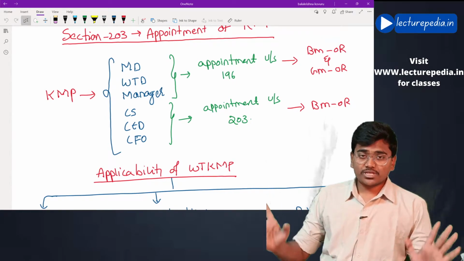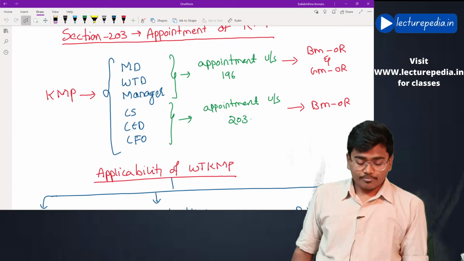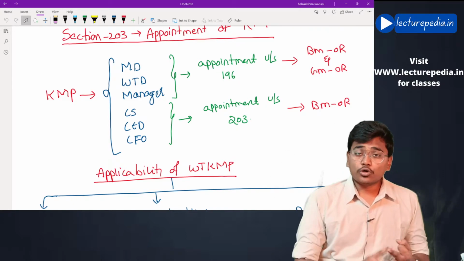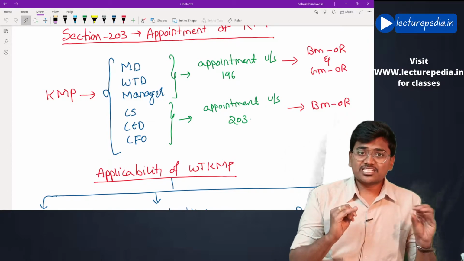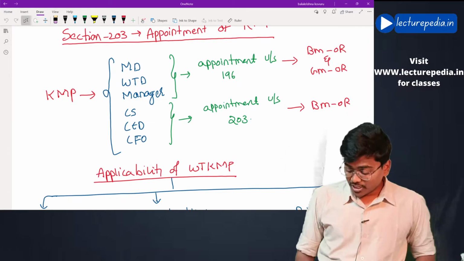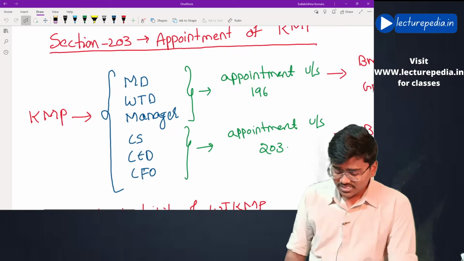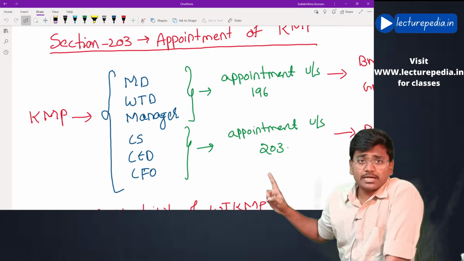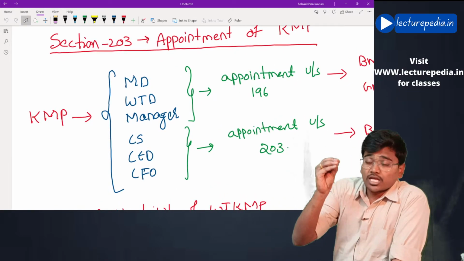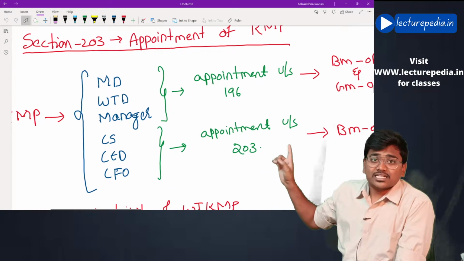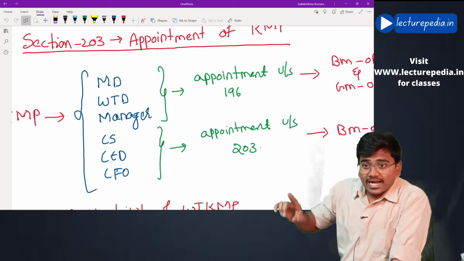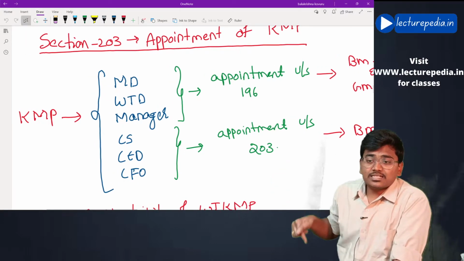There are 6 people that are covered under key managerial personnel: managing director, manager, whole-time director, CS, CEO, CFO. These 6 people are key managerial personnel. If you observe, the appointment of the managing director, whole-time director and manager is already discussed under section 196, and it is also being discussed in section 203.